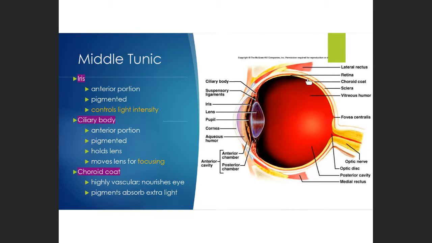In the middle, just deep to the sclera, you see this reddish line here? That is called the choroid coat. What the choroid coat does is nourish the eye. It's highly vascular, and it also contains pigments to help absorb any light that's trying to pass through the sclera. So the sclera plus the choroid coat keeps this area, the posterior cavity of the eye, dark. So once again, cornea, then iris and pupil, then lens.